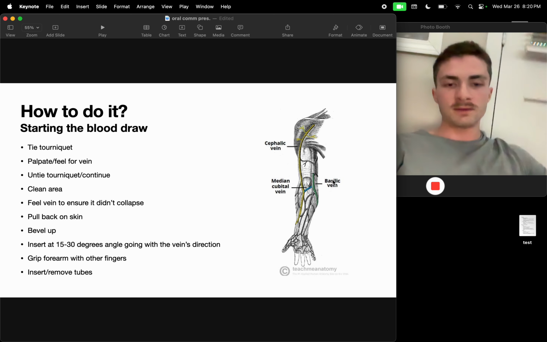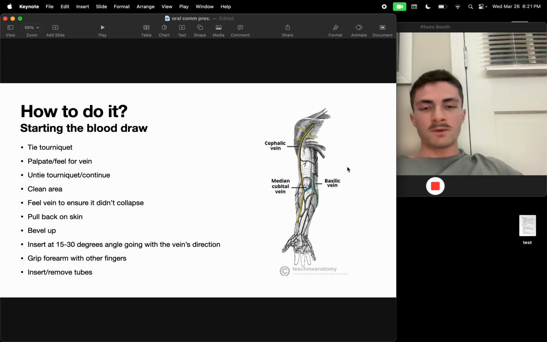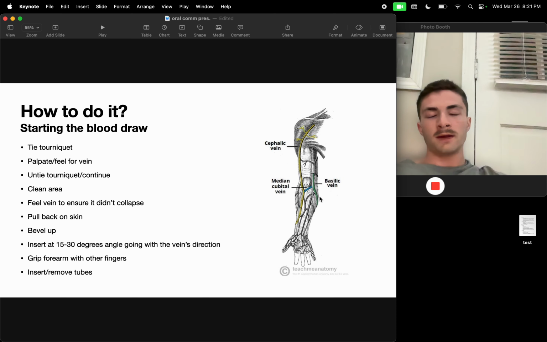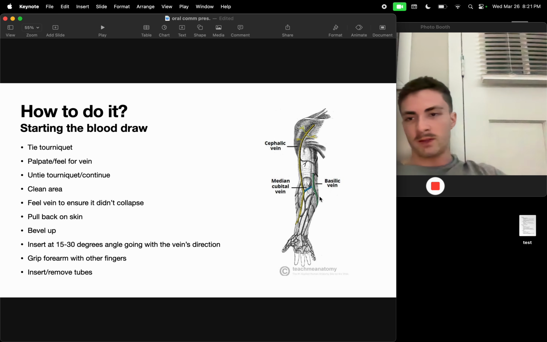The idea of the basilic vein, drawing it last, is that the basilic vein is, because of where it's located, the closest to the brachial artery, and the idea is that though the likelihood of you hitting the brachial artery is very, very low, it is technically the most dangerous for that reason.